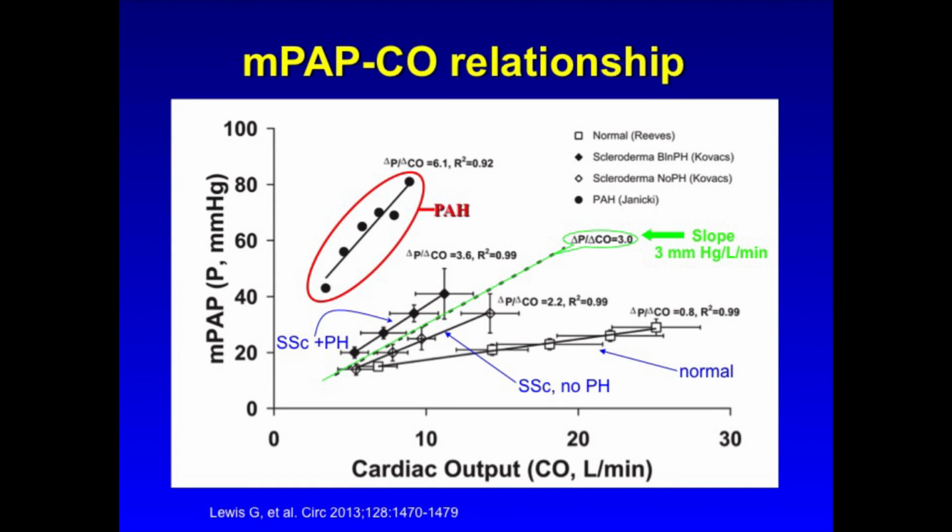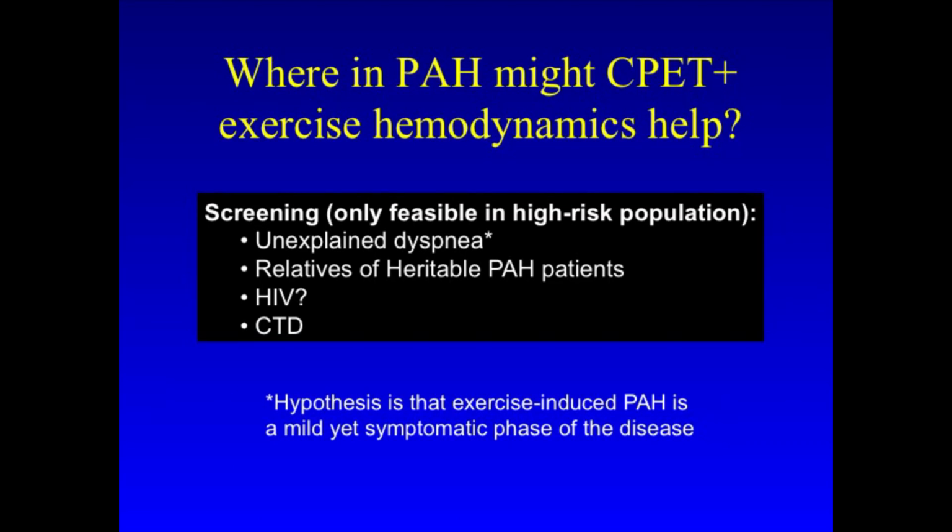So here is a publication from the Harvard group that came out in 2013. As you see, there are 4 different groups. There are the normals here and the scleroderma with no PH here, and they're both to the right of that slope line of 3. Then you have the scleroderma patients with PH, and then the idiopathic PH patients, who typically are hemodynamically worse. Both groups are to the left of this line, and they have an abnormal PVR response. So again, it's the pattern, the change over time, that we're looking for.